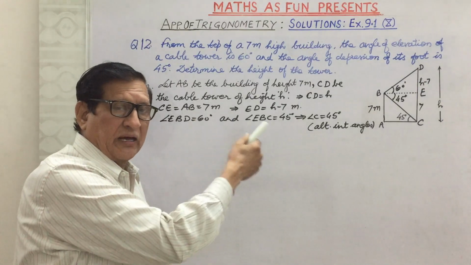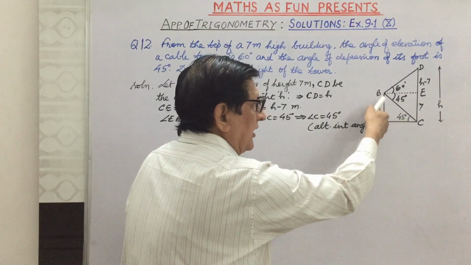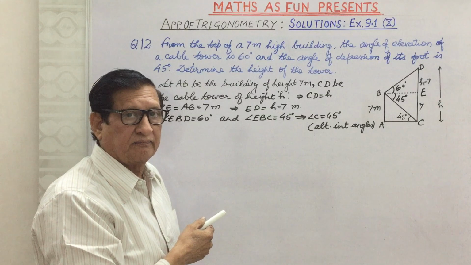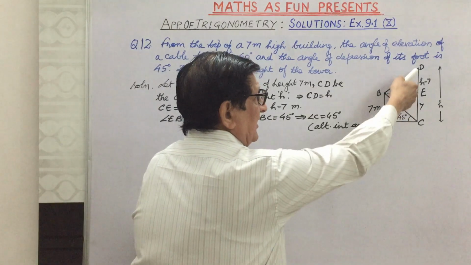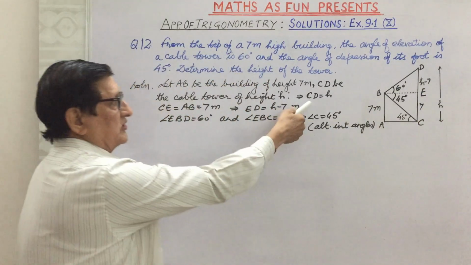To draw the diagram of this particular problem, we are taking here, let AB be the building of height 7 meter and CD be the cable tower and the height of this is suppose H.